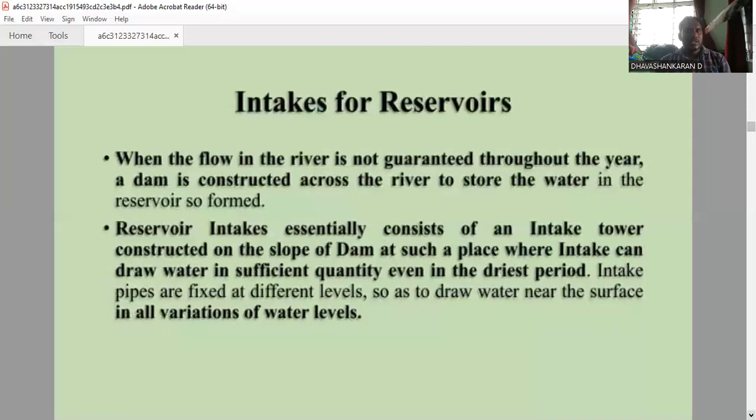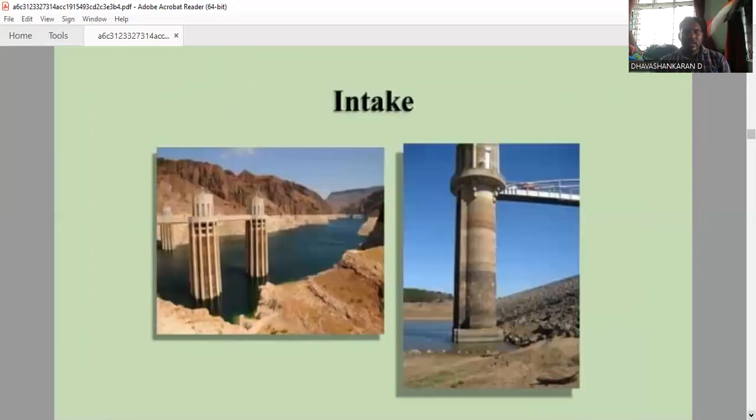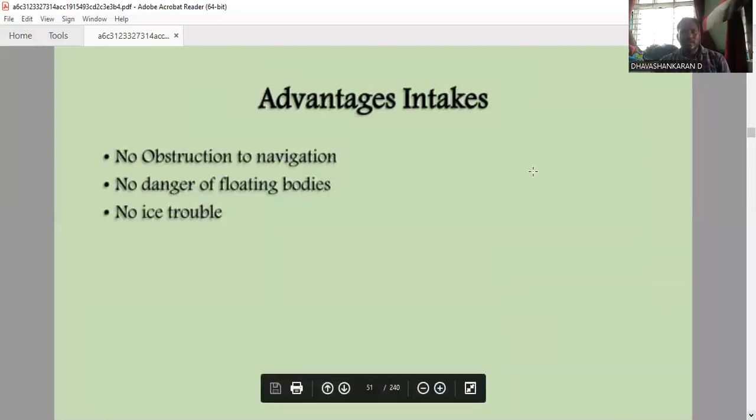This is the sluice way. These are the different types, with advantages and disadvantages: no obstruction to navigation, no danger from floating bodies, no ice trouble. So these are the advantages of the intake structure. That's my topic.